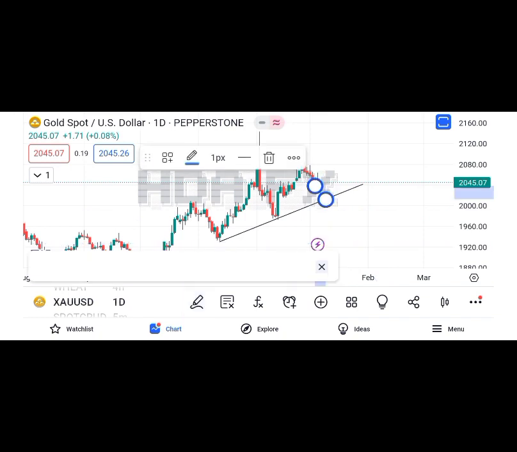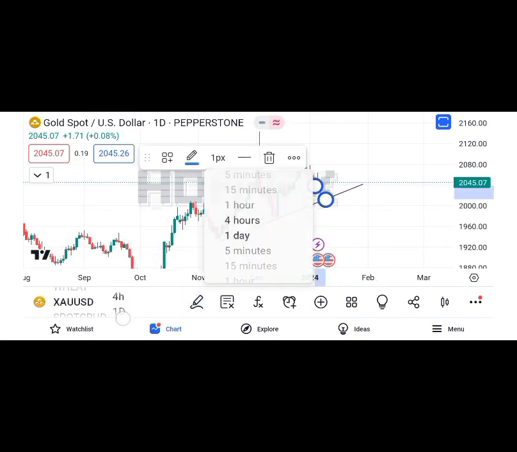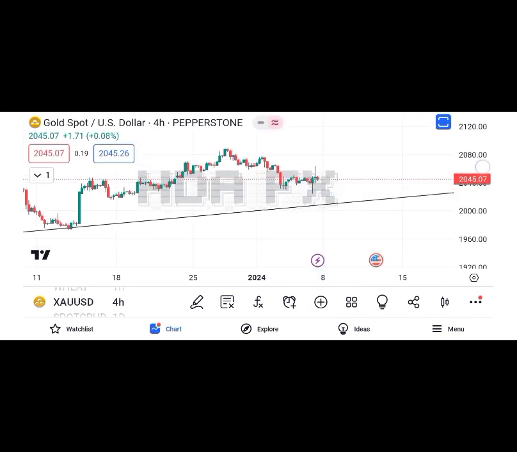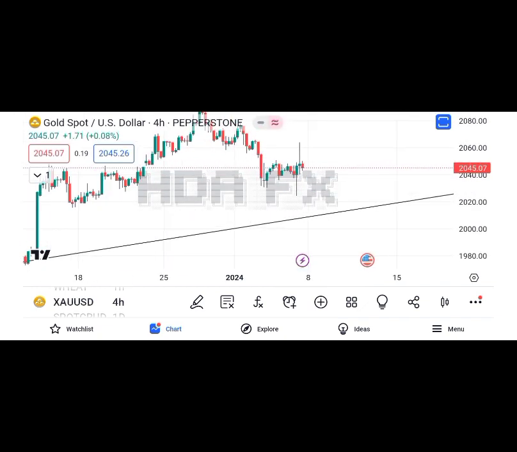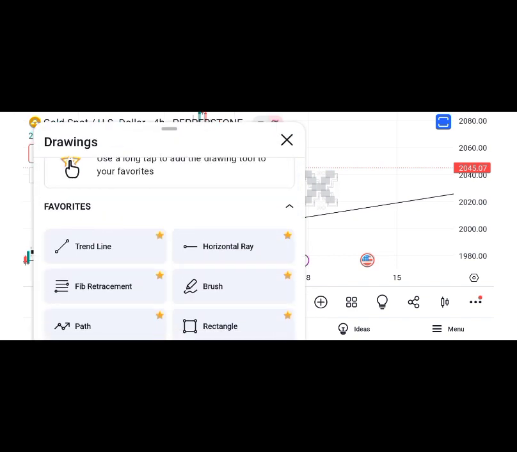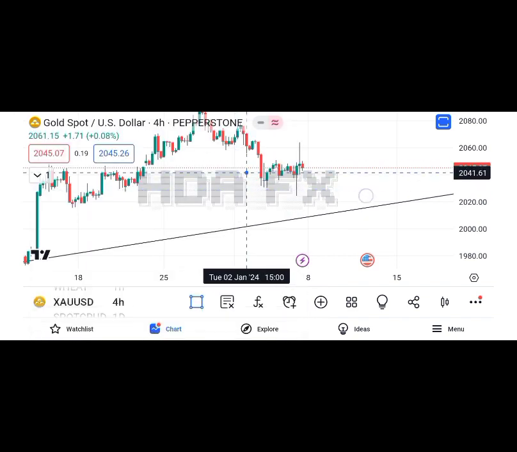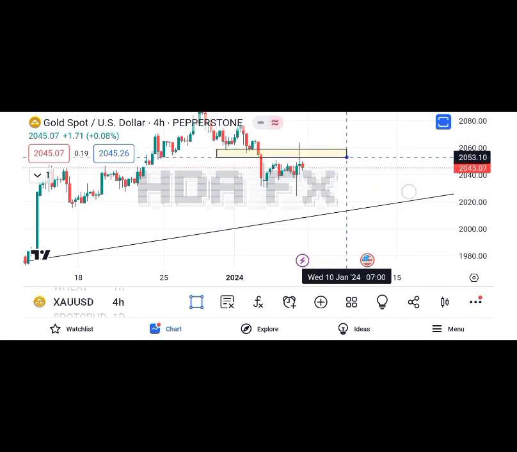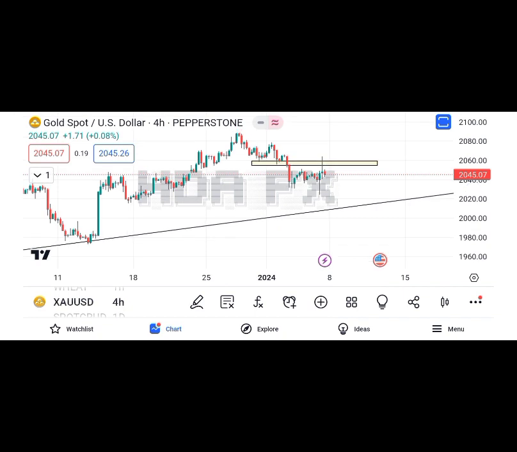So let's move down to the 4 hour time frame and see what we have on gold. So moving down to the 4 hours time frame, we have this on gold. We have this key zone here on gold. We have this beautiful key zone here. We have this beautiful key zone here.